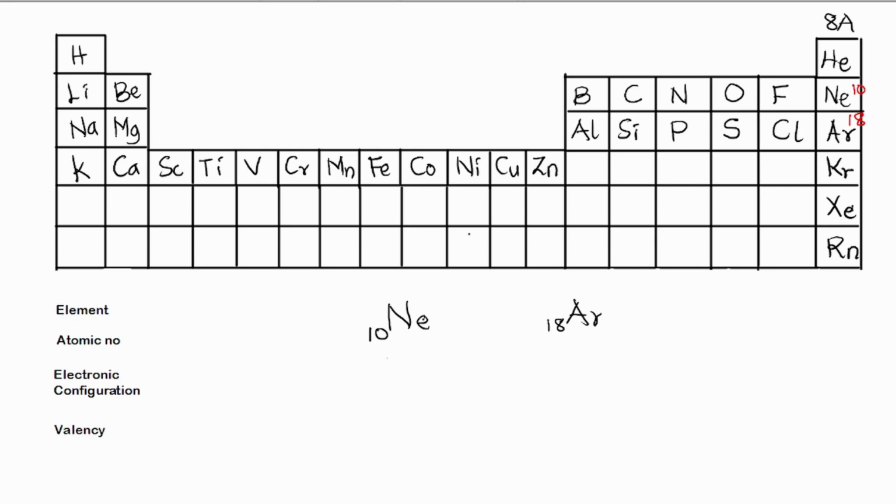Neon has the electronic configuration 2, 8: 2 electrons in the K shell and 8 electrons in the L shell. Now the same thing applies to argon with atomic number 18. It has the electronic configuration 2, 8, 8: 2 electrons in the K shell, 8 electrons in the L shell, and 8 electrons in the M shell. The outermost shell for neon is the L shell, and it has 8 electrons, while the outermost shell for argon is the M shell, and it has 8 electrons.